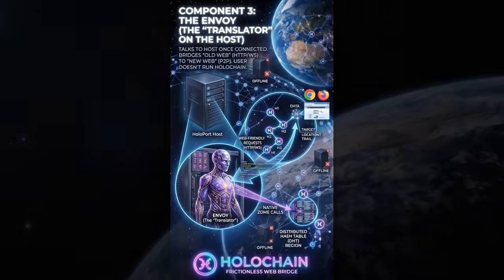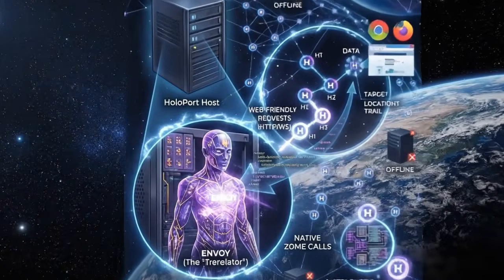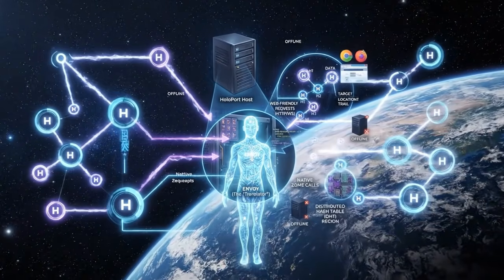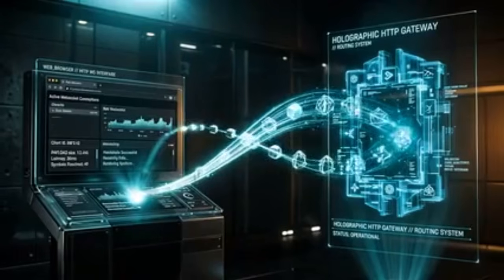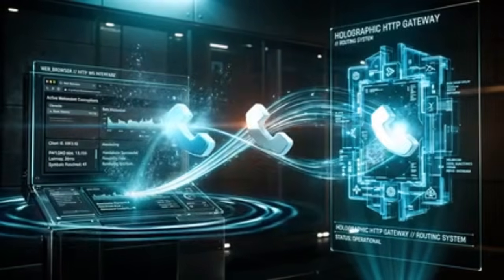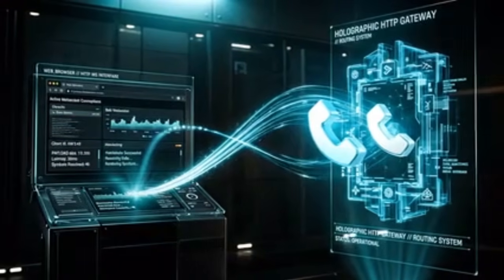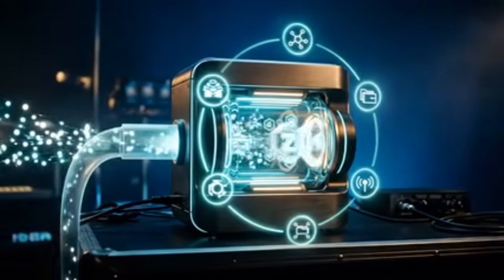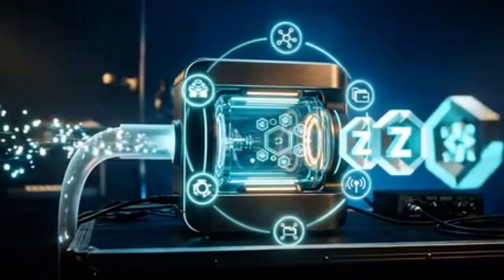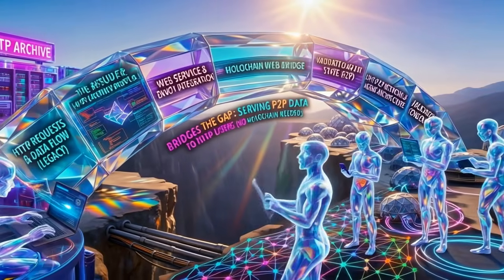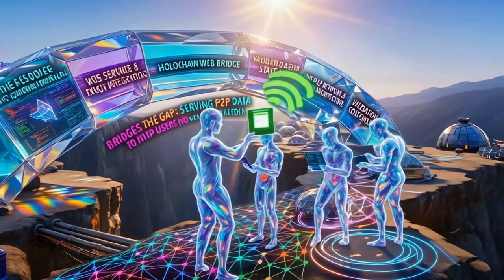Component 3, Envoy, the translator on the host. Once the browser connects to a host, a holoport, it talks to Envoy. Envoy lives on the host's machine. It takes the web-friendly requests from the browser, WebSockets/HTTP, and translates them into zome calls, the native language of Holochain. It bridges the gap between the old web, HTTP, and the new web, P2P, allowing the host to serve data to the user without the user needing to run Holochain themselves.